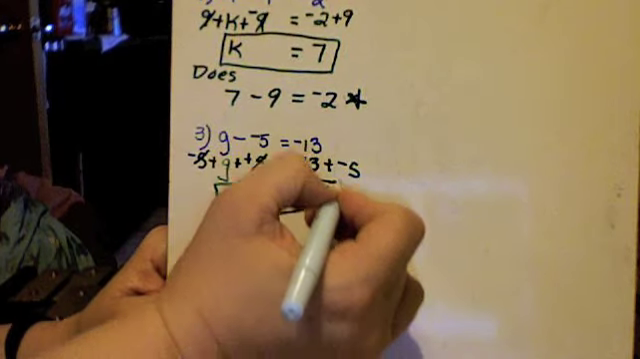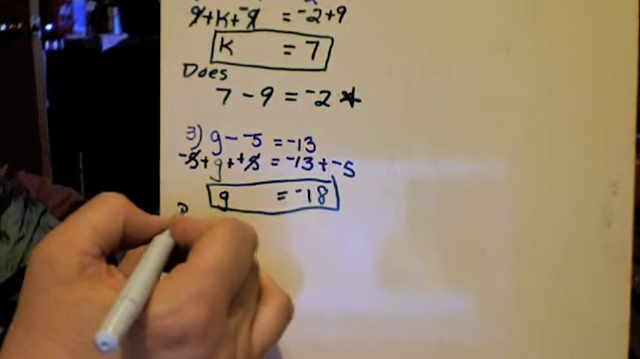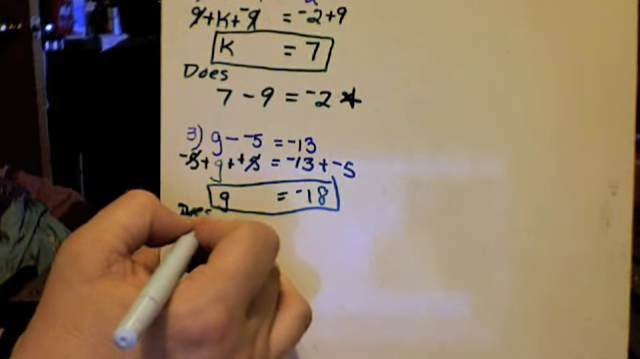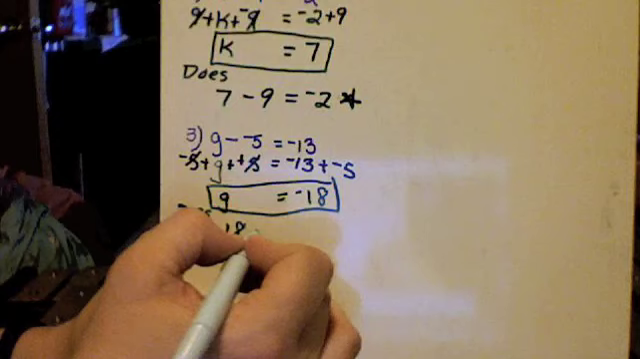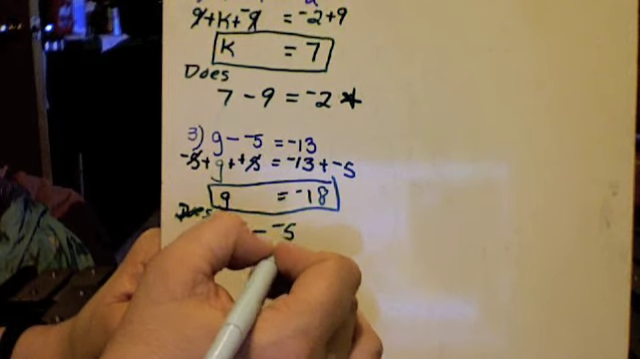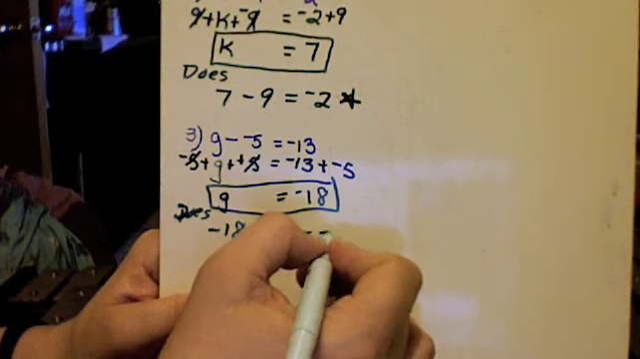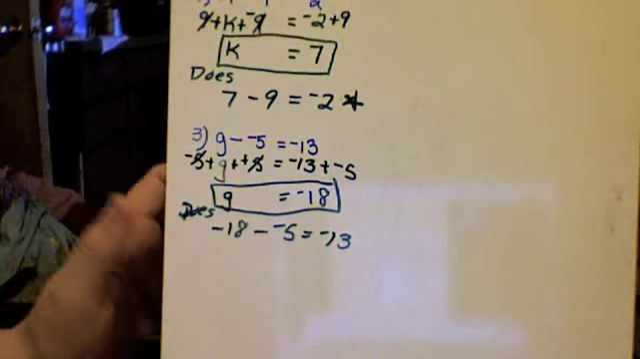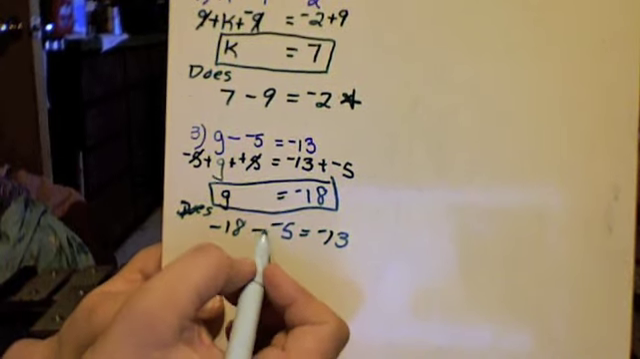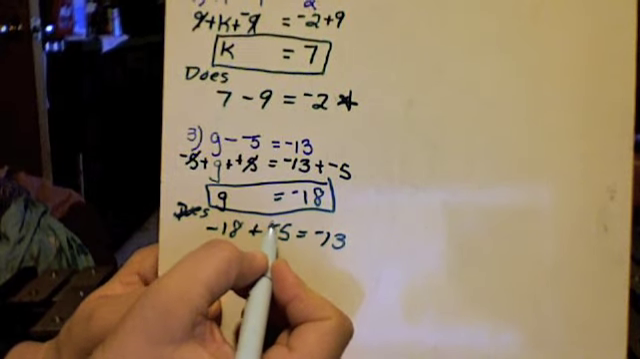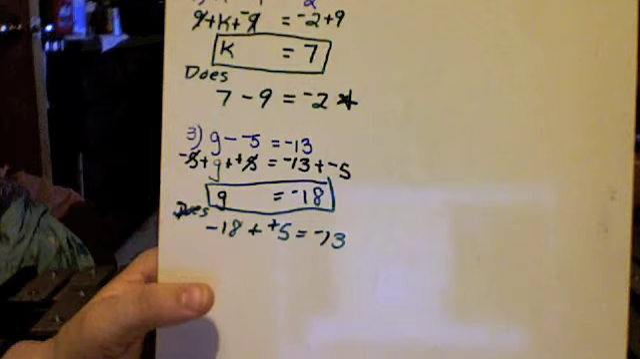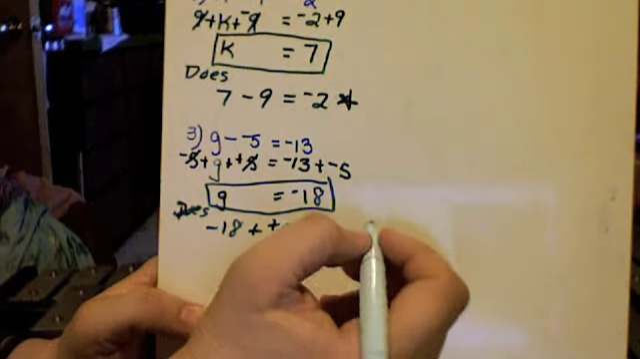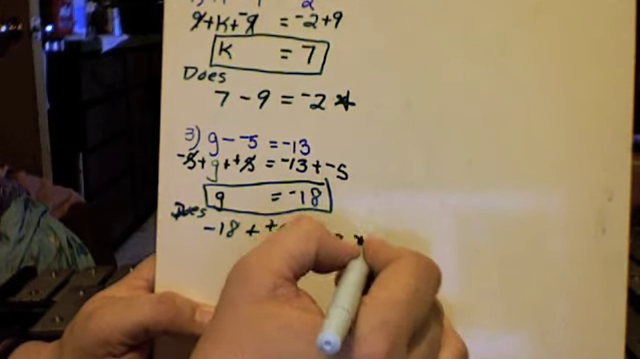Put a box around it. And then go back and ask yourself, does -18 minus -5 equal -13? If you're not sure, you can type it out on your calculator and see what it comes out to. Or just remember, a minus negative is a plus, so -18 plus 5 is -13. That one is correct.